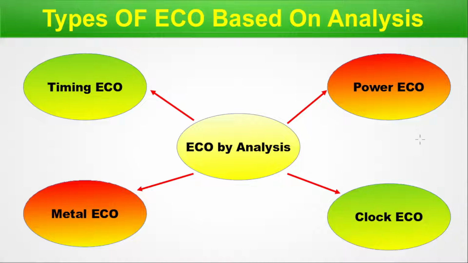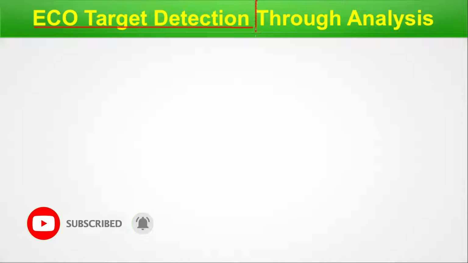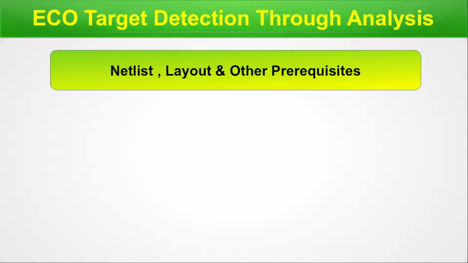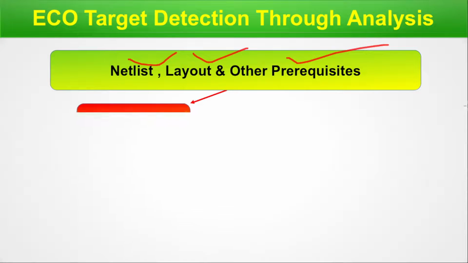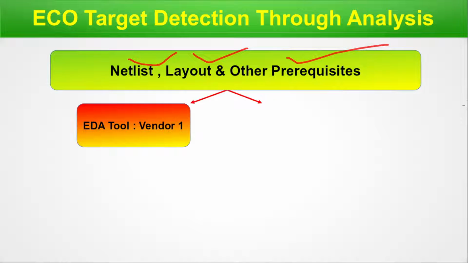We have done the categorization of what types of analysis are used to detect the ECO related need. Now in the next slide, we'll see the methodology that an engineer implements. ECO target detection through analysis. Through analysis means through the analysis tool, and this target detection is done by a mechanism by the VLSI engineer. And how does the engineer do it? First, we have all the prerequisites, like the netlist, layout, LEF, DEF, and all other files, whichever is needed by the tool that we are using. That is the tool under consideration. Next, we have the first EDA tool from vendor 1. And we have the vendor 2.